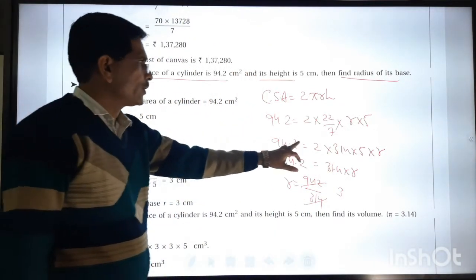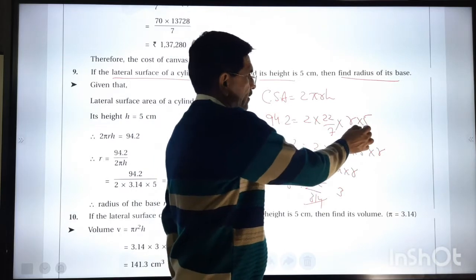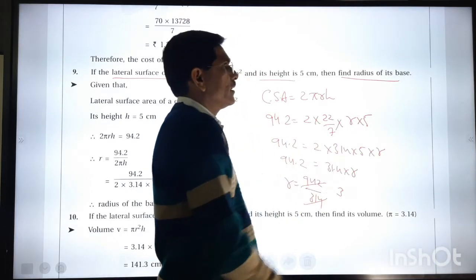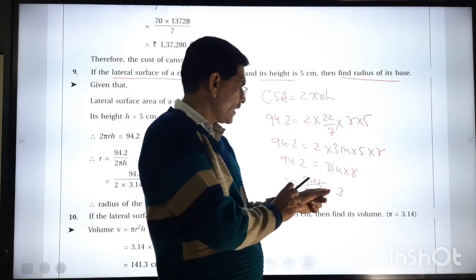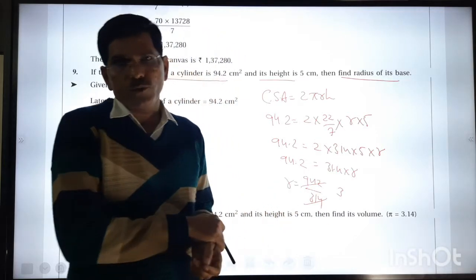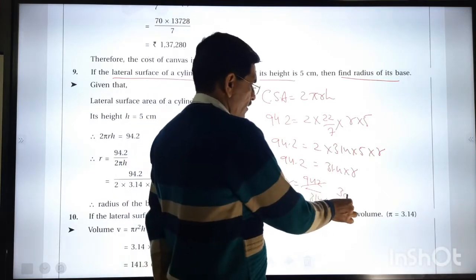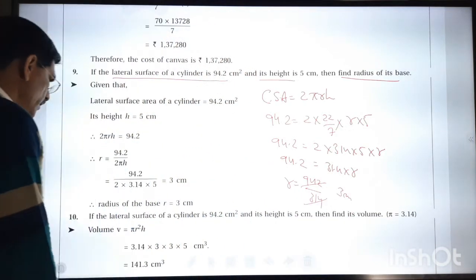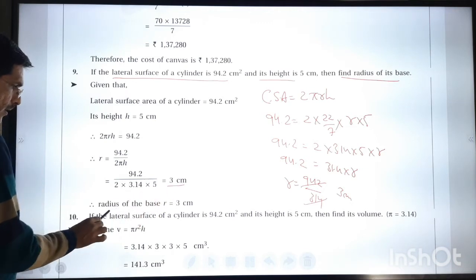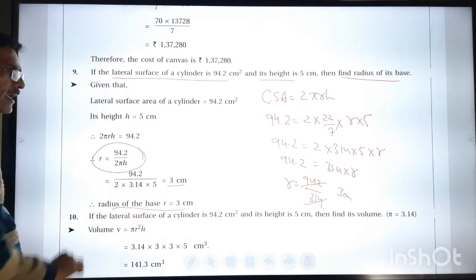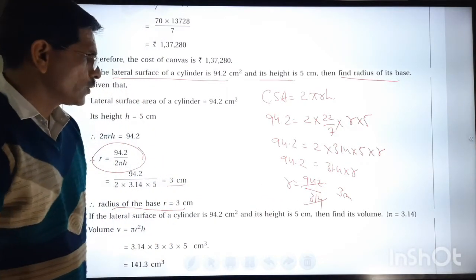Again, 94.2 is the CSA given. Value of pi 3.14. Height is 5, so 5 into 2 is 10. 3.14 into 10 is 31.4. So r is equal to 3. Then always remember to write the unit. Clear everyone? If you see properly, we will get the answer. r is equal to 3. So radius is 3. There are different ways we can do cancellation, but the answer must always be the same. The answer cannot change.